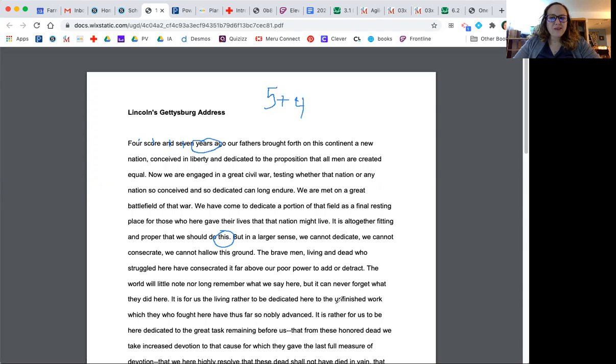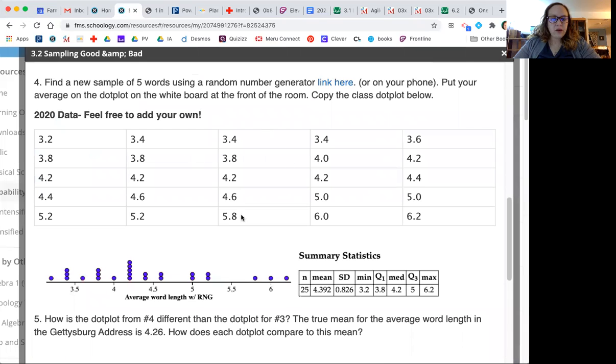If it doesn't make sense to you how we're using the random number generator, send me a message because I would love to talk you through it a little bit more. I just don't want to spend more time on the video talking about it. After we have used this random number generator system, I collected some more data and got us some new class data.